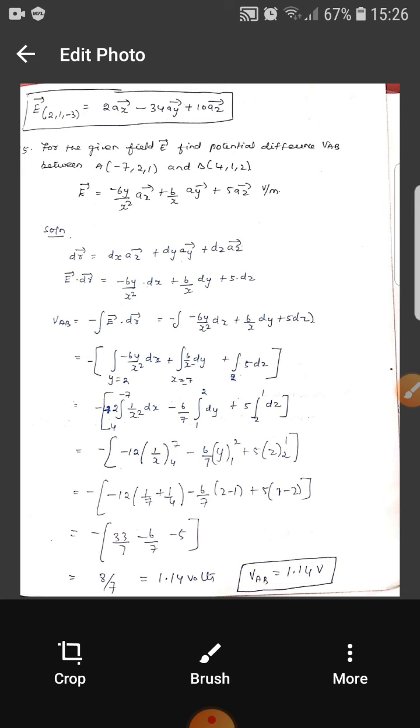Y is equal to 2, x is equal to minus 7 and z is equal to 2. The x value goes from minus 7 to 4, the y value goes from 1 to 2, and the z value goes from 1 to 2. So respectively substituting the limits and integrating the expression in terms of dx, dy and dz, finally you will be getting the answer 1.14 volt. So the potential difference between the 2 points is given as 1.14 volt.